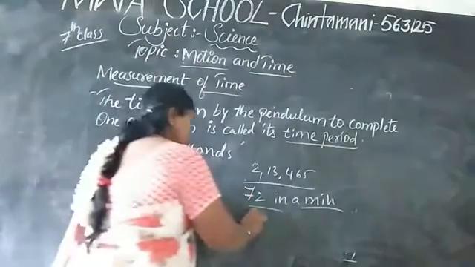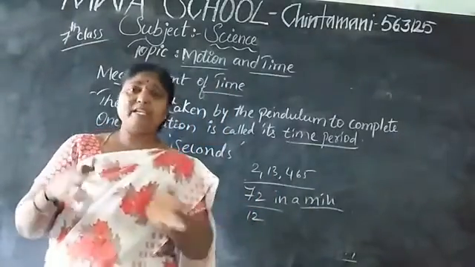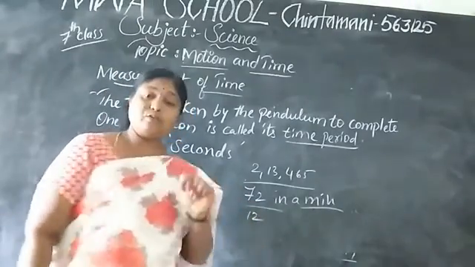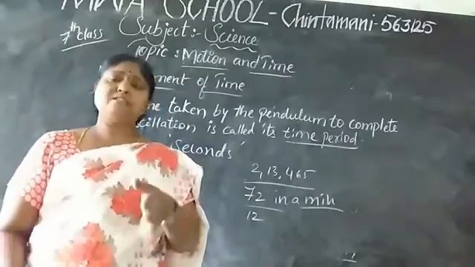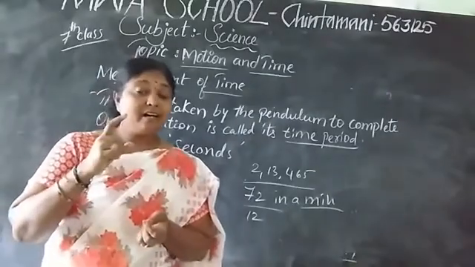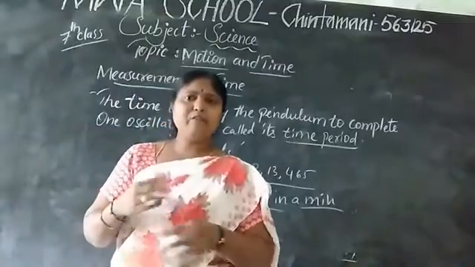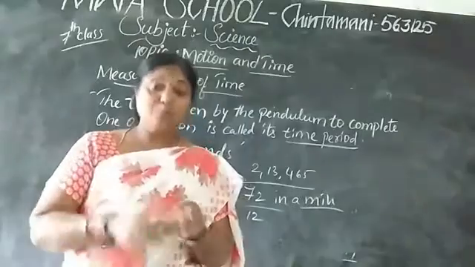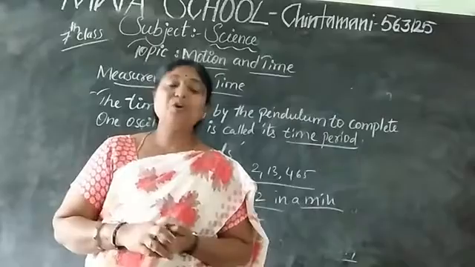It varies. For small kids it will be different, and for adults and old people also. For 1 second it is going to beat 10 to 12 times. That means we are calculating the time here. Not only the time, children, we are going to calculate the speed also. For example, if you are running and reaching the goal, with how much speed and what time it has taken, we are going to calculate it.